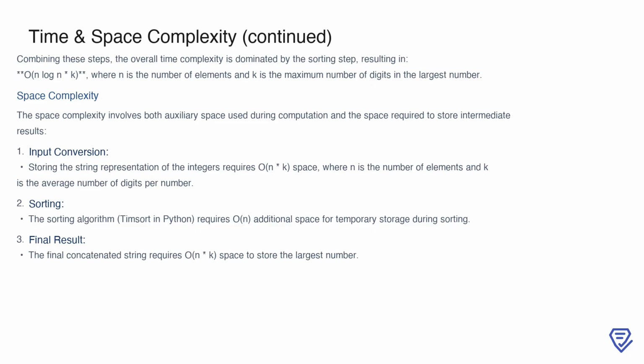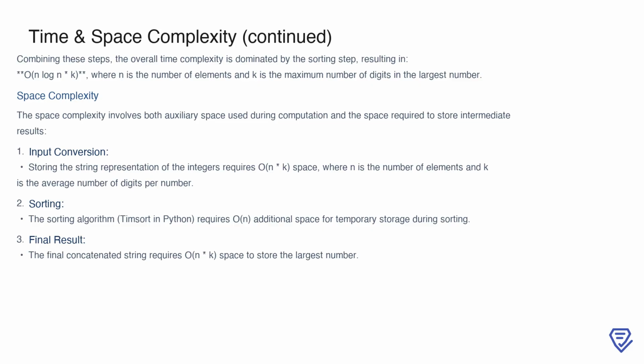Now, turning to the space complexity, we need to consider both the auxiliary space used during computation and the space needed to store intermediate results. First, converting the integers to strings requires O(n * k) space, as we need to store n strings, each of average length k. Then, the sorting algorithm, which is timsort in Python, requires an additional O(n) space for temporary storage during sorting. Finally, the concatenation step results in a single string that also requires O(n * k) space to store the largest number.